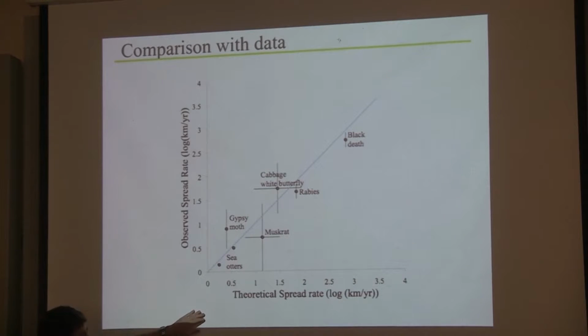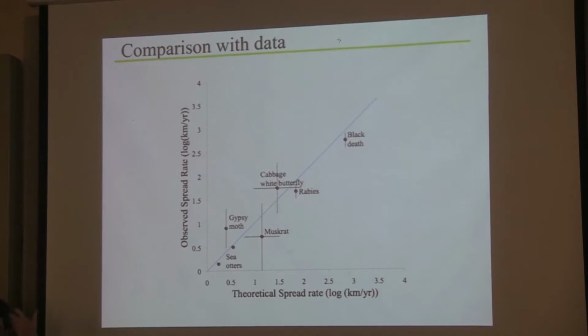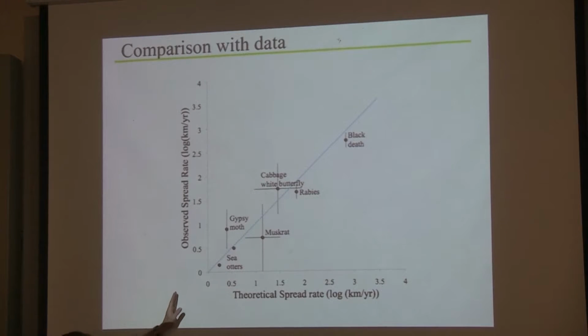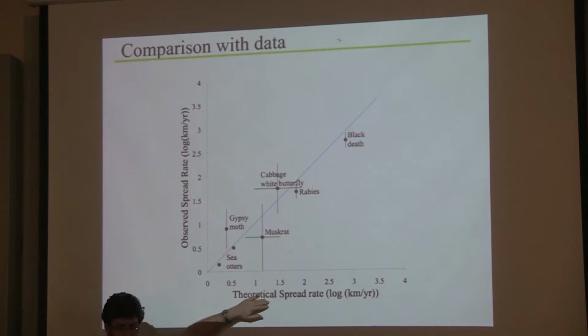And so some work in the late 80s and early 90s calculated a spread rate theoretically from looking at populations and measuring their growth rates and how quickly they moved. And then they looked at the historical record of moving range boundaries, let's say the muskrat moving across North America, or even the Black Death spreading from close to Italy up north during medieval times. And they compared observed to theoretical. And that looks pretty good.